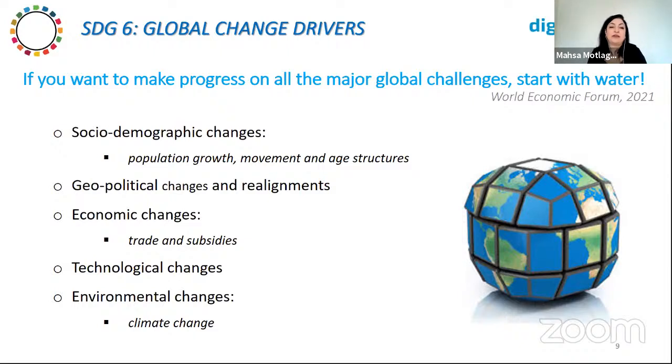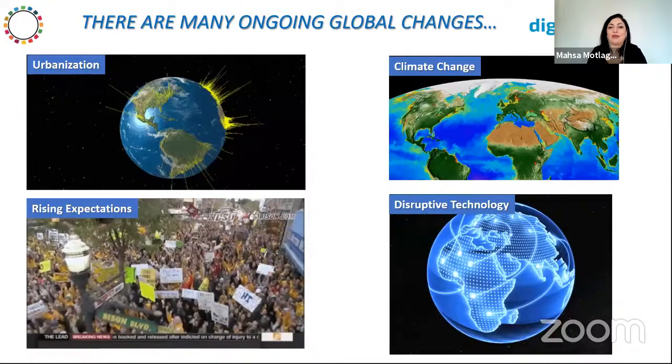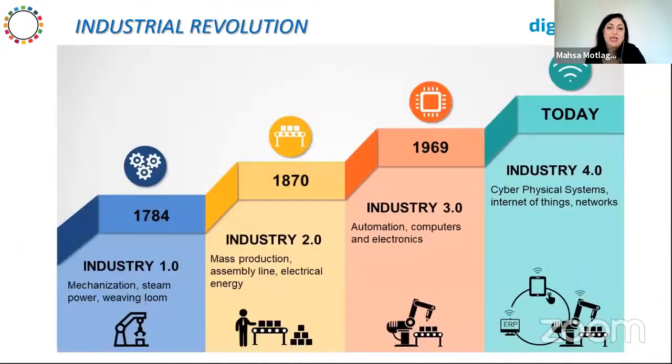All I want to focus on now is showing you that we have this challenge of urbanization, rising expectations from the social side, climate change, and disruptive technologies. How is this technology change starting?